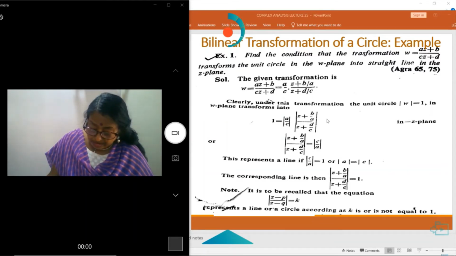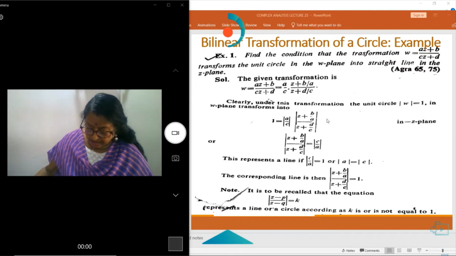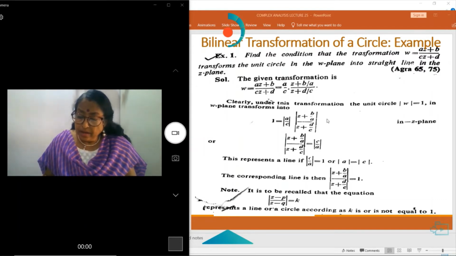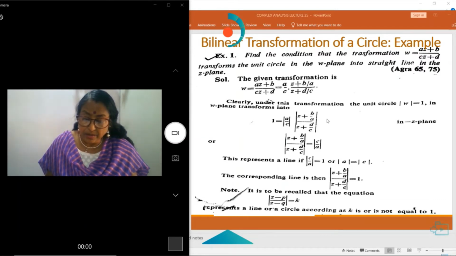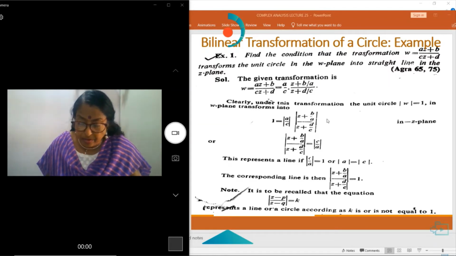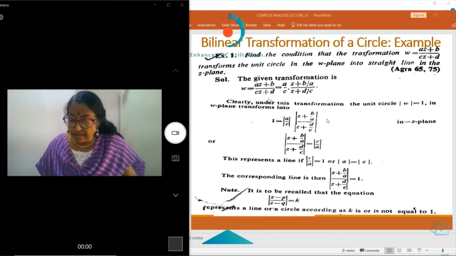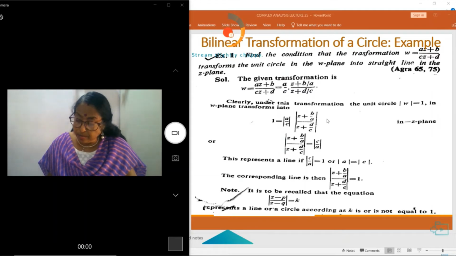Now W is given as (AZ + B)/(CZ + D), and we can write it as (A/C) times (Z + B/A) divided by (Z + D/C). So clearly, under the transformation, the unit circle is when |W| is equal to 1 in the W plane. When it is the unit circle, taking modulus on both sides, we can write |W| equal to 1, the unit circle, and the right hand side also with the modulus.